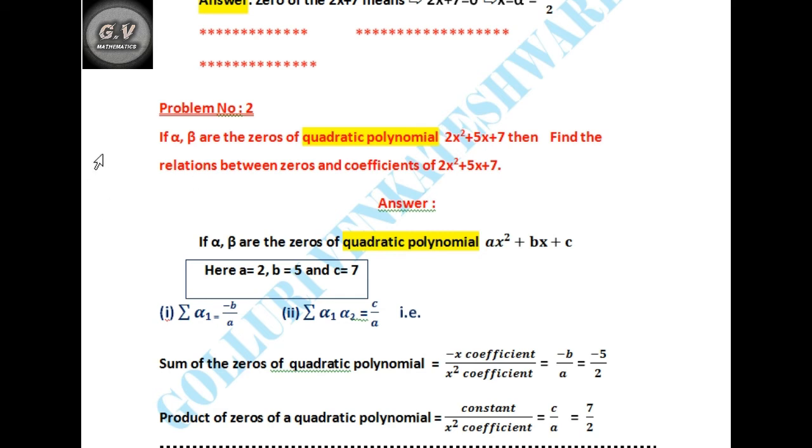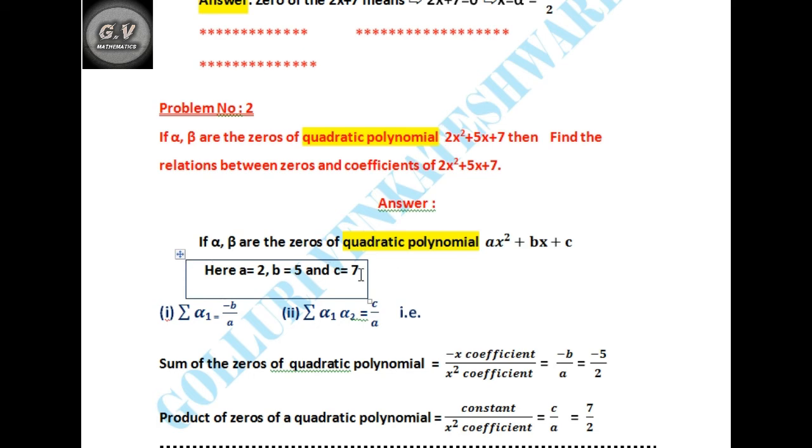Zeros are taken as alpha and beta. Here alpha, beta are the zeros. And next, what about the coefficients? The standard form of a second degree polynomial is ax square plus bx plus c, where a is equal to 2, b is equal to 5 and c is equal to 7. Comparing the coefficients, the x square coefficient is taken as a, the x coefficient is taken as b and the constant term is taken as c. a is equal to 2, b is equal to 5 and c is equal to 7. Here a, b, c values are given.